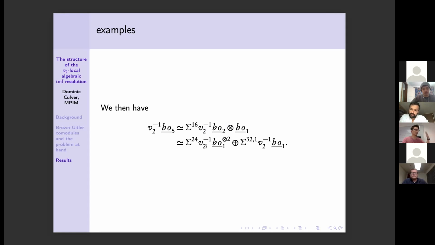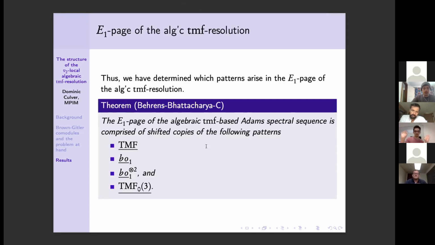You just keep doing it over and over, and now you're just keeping track of what patterns are where and where the starting point of these patterns is. So this is the main result. Obviously what we did is a little bit more precise than this, but I think this is a good summary of what we did. We show that the E1 page of the, sorry, it should say V2 local here, the E1 page of the V2 local algebraic TMF-based Adams spectral sequence is going to be completely comprised of the following kinds of patterns: a TMF pattern, which is really F2 algebraically, BO1 patterns, BO1 squared patterns, and this TMF03 pattern.